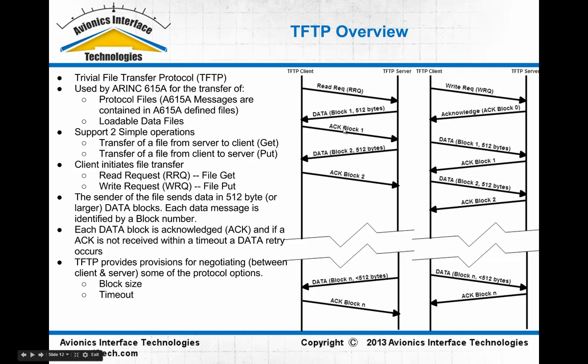They can be statically set, like in the configuration information at the client side and the server side. Again, there's also a mechanism where they can be negotiated. So there are some other protocol messages used at the beginning, the initiation of the file transfer, that can be used to negotiate those options between the client and the server for each file transfer.